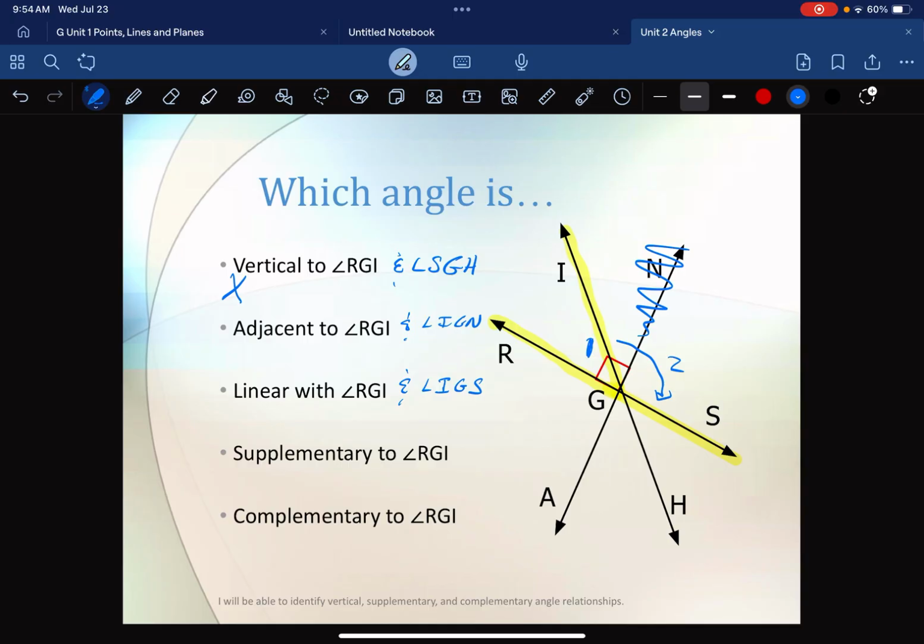Okay. Then supplementary to RGI. Well, let's make it more difficult on ourselves. I always try and do more difficult stuff together, less difficult stuff alone. So I'm not going to extend RG this time. I'm going to extend IH like that. So IGH is my straight line now. So angle 1, and now the rest of this side. This angle is angle 2, so I've got to ignore this. So RGH.